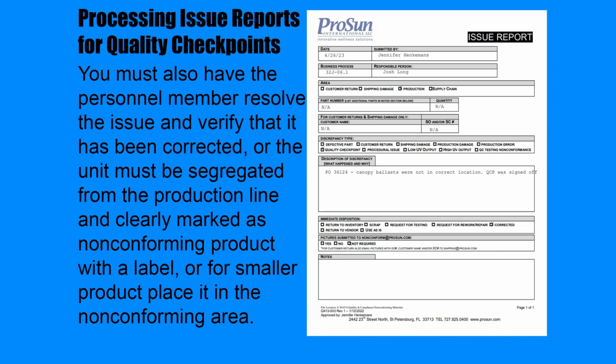You must also have the personnel member of the issue verify that it has been corrected, or the unit must be segregated from the production line and clearly marked as non-conforming product with a label, or for smaller product, place it in a non-conforming area.